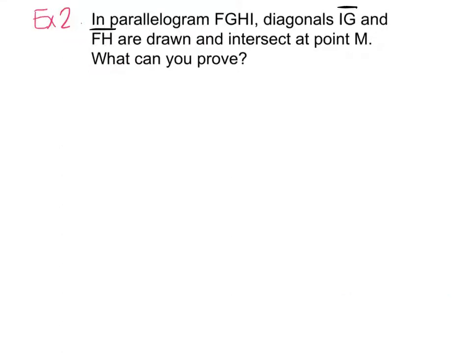For example 2, this is a word problem, and here's what they're telling us. You have a parallelogram named FGHI, and it has two diagonals, IG and FH. They intersect at point M, and they want to know what can we prove. So let's start by drawing the parallelogram.